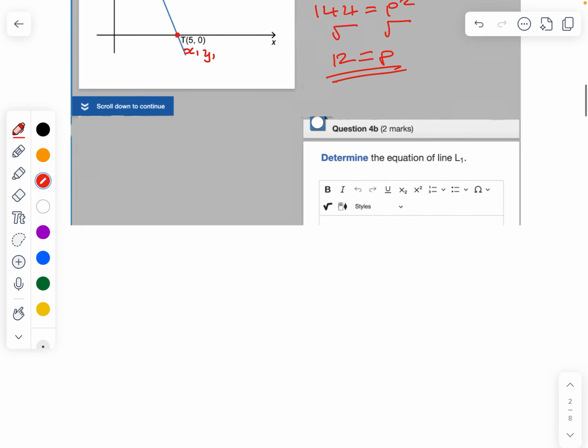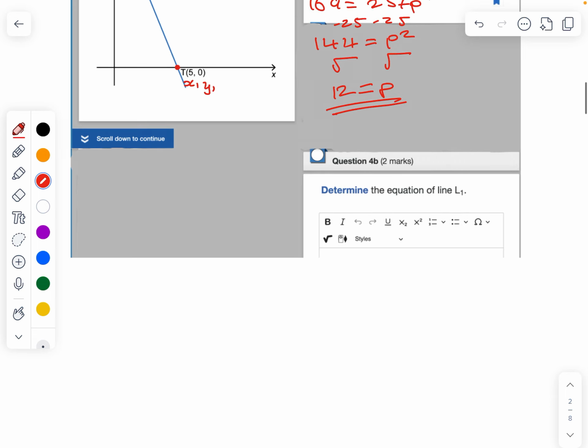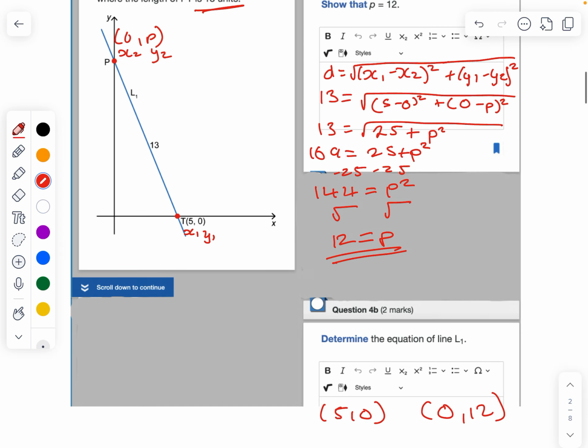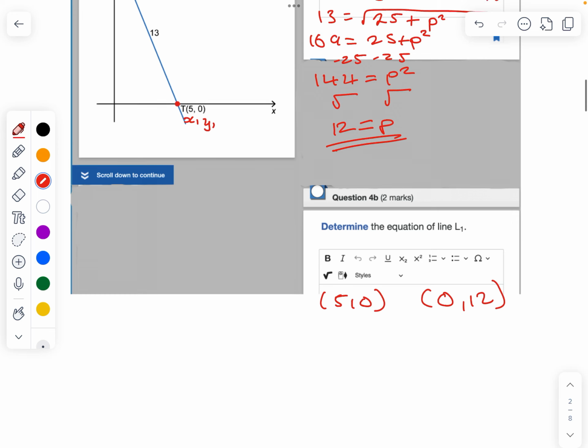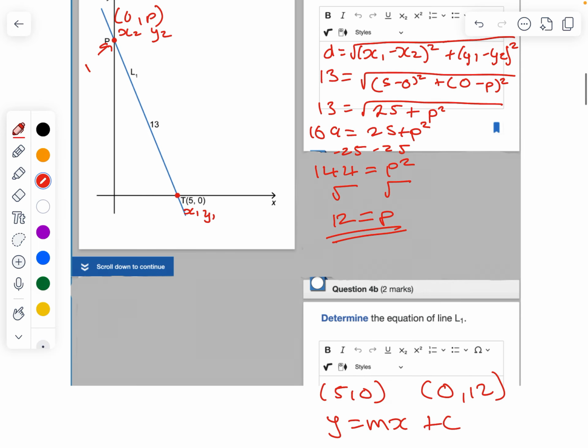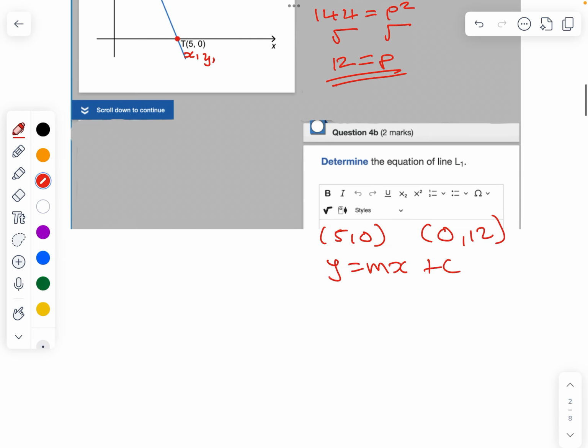Okay, so what we're going to do now is move on to the next one, which says determine the equation of line L. So we already have the 2 points anyway. So we know the first point is 5 and 0. The second point is 0 and 12. And we need to work out the equation of that line. So the first thing we already know is the y-intercept, okay? So if we're writing y equals mx plus c, we already know the c is 12. Yeah, we know that's going to be 12 over here. So we need to work out the gradient.